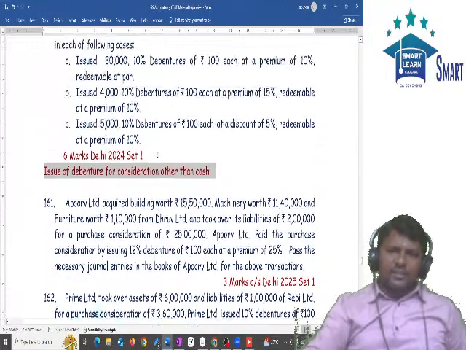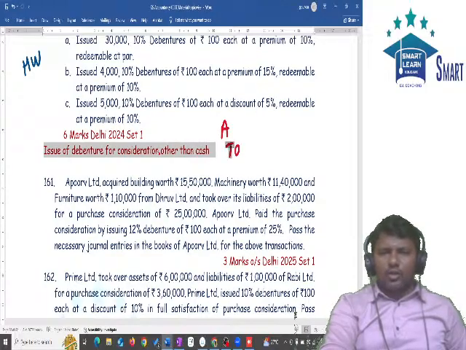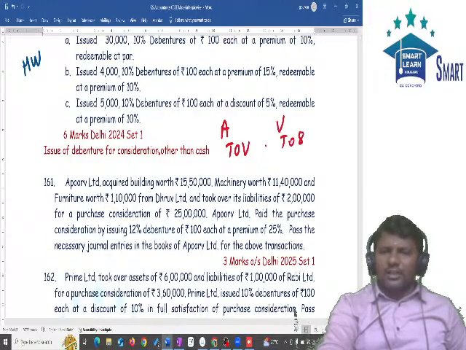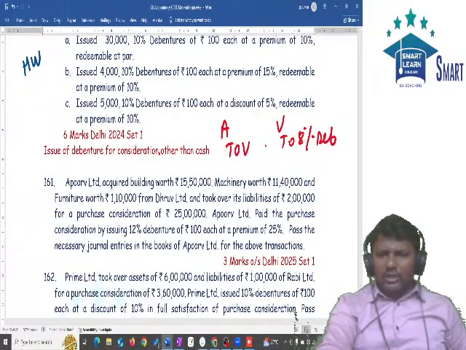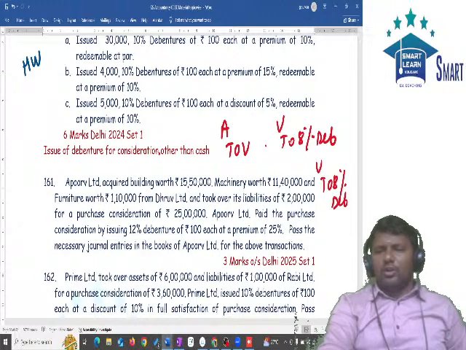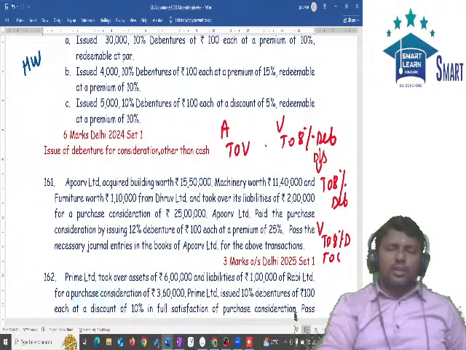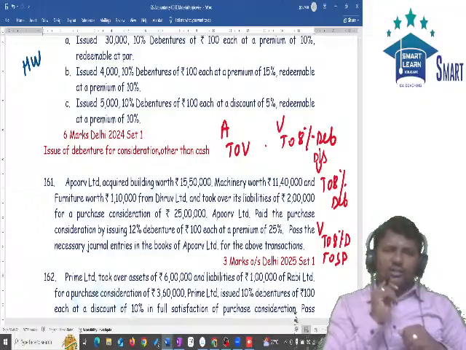When an asset is purchased, the entry we already learned for shares. What is the entry for asset purchase? Asset account debit to vendor. Second entry, vendor account debit to percentage debenture. When debentures are issued at a discount, vendor account debit to percentage debenture, and discount account should be debited. When debentures are issued at premium, vendor account debit to percentage debenture and to securities premium. That's all, this is the entry.